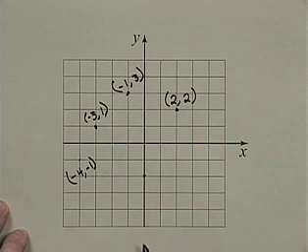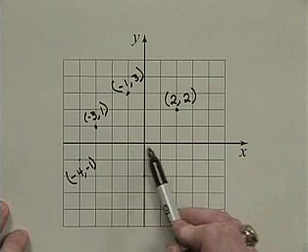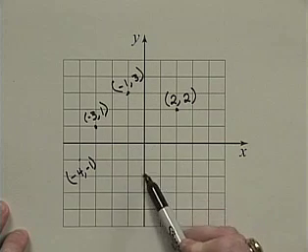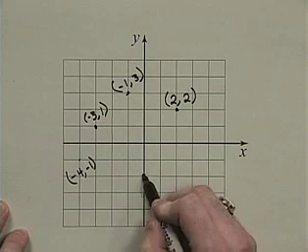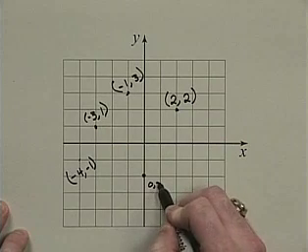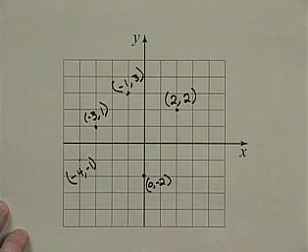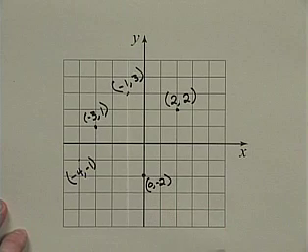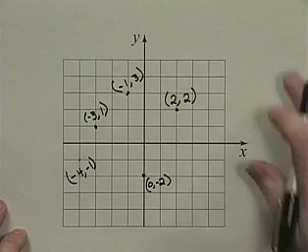And then lastly, (0, -2). We don't move at all to the right or the left, and down 2 is this point here, (0, -2). So those are all the relations plotted by hand on the xy plane. Let's move on to a couple of formulas related to relations in graphs.